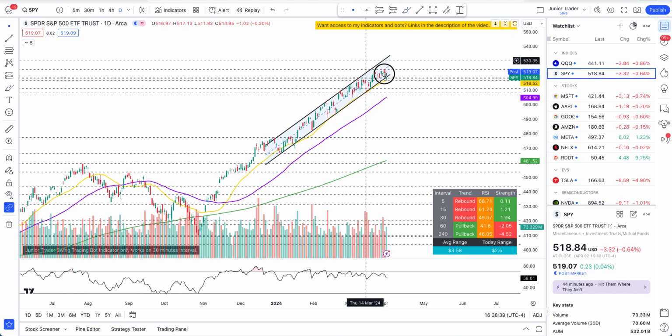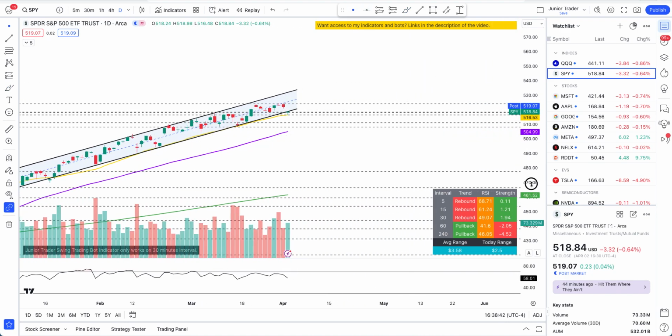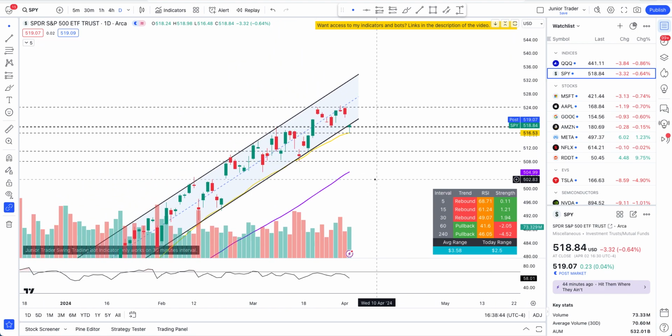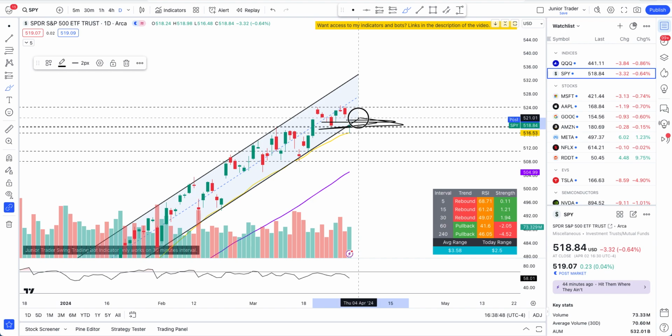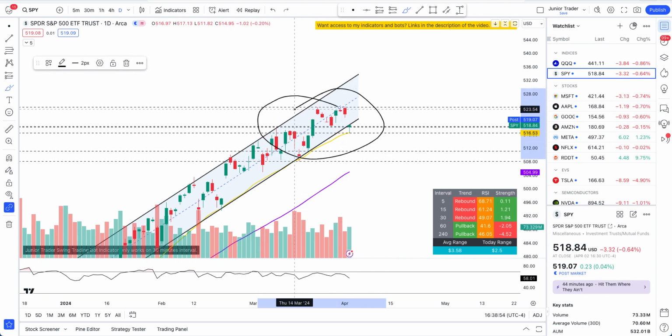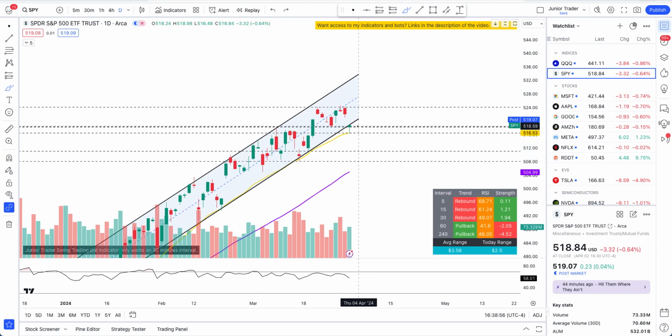SPY also weakened today, and yet it still found support at the 20 days moving average. Let's see if it tries to fill this gap tomorrow. I think that it may try to fill the gap, and let's see if it remains in the distribution phase. But yeah, staying below 518 and breaking below the 20 days moving average is going to be very pivotal on SPY as well, in my opinion.